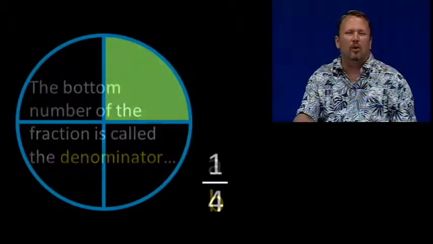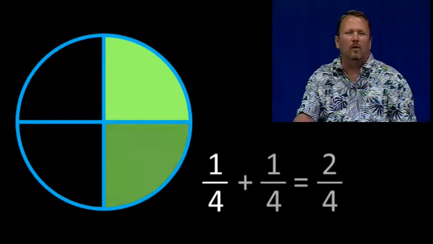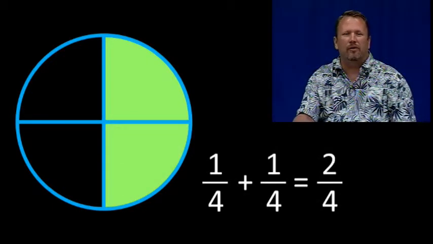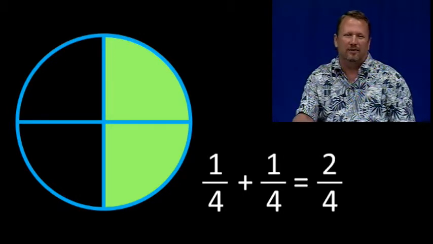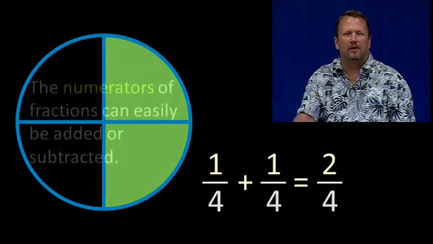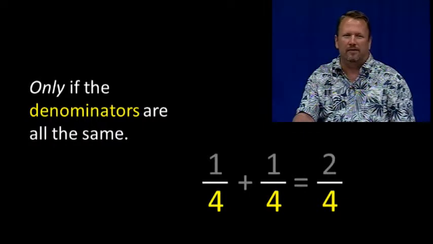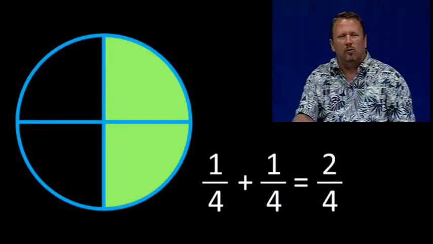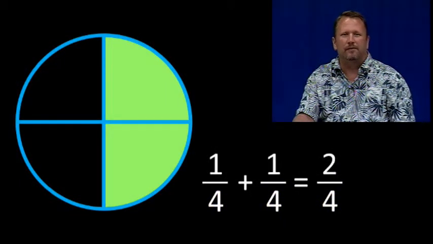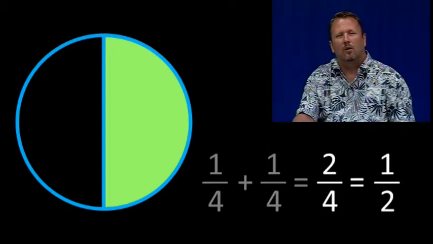So here's my fraction, 1/4. And we can add to that 1/4. 1/4 plus 1/4 is equal to 2/4. To add fractions, the numerators can easily be added together only if the denominators are the same. So 1/4 plus 1/4 is equal to 2/4. Notice that 2/4 is equal to 1/2.